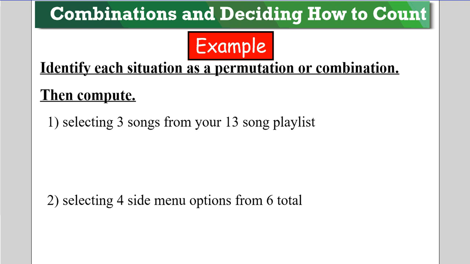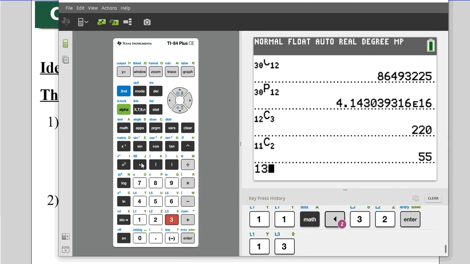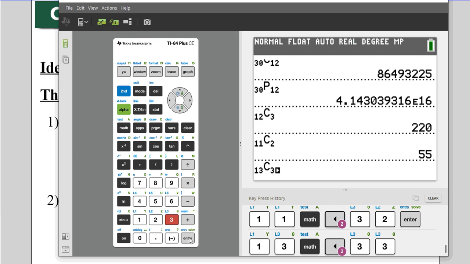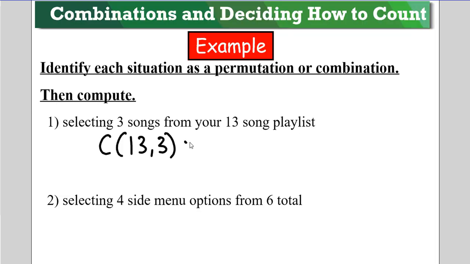I would say in this one, order is not important. It's just the fact that those 3 songs are going to be played is important, that they got selected to be played. So I think the book does it as a combination. So from 13, you're going to select 3. Just being selected to be played is the important aspect. So 13 choose 3, 286 different possibilities for picking 3 songs from the list of 13.